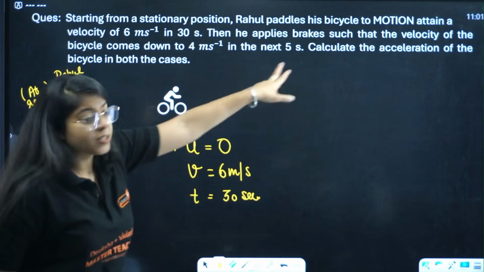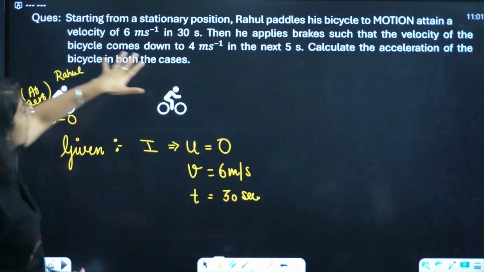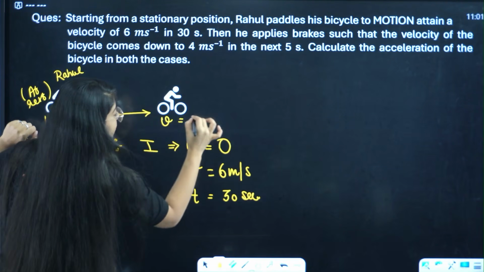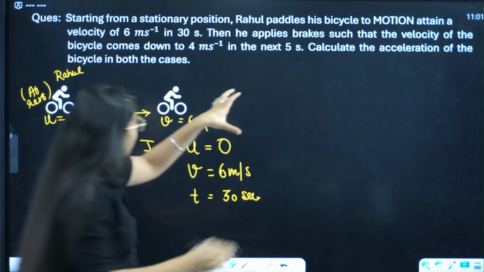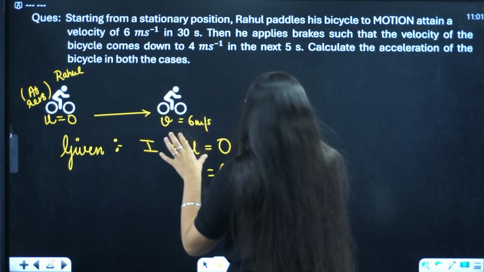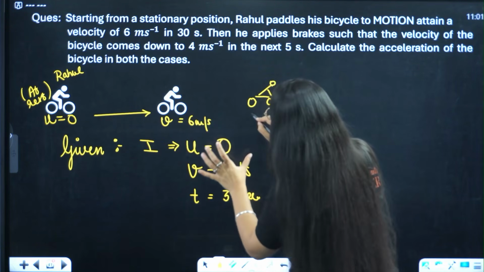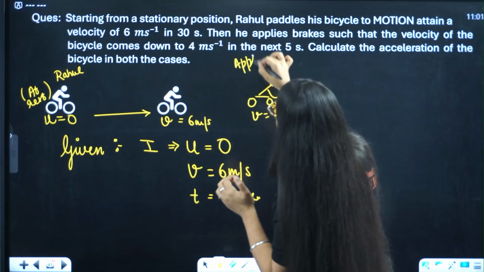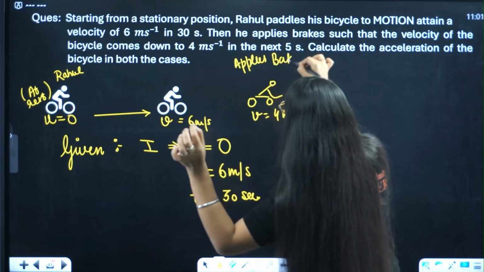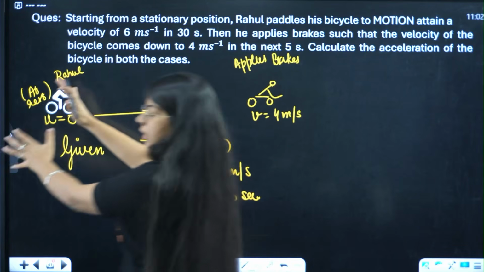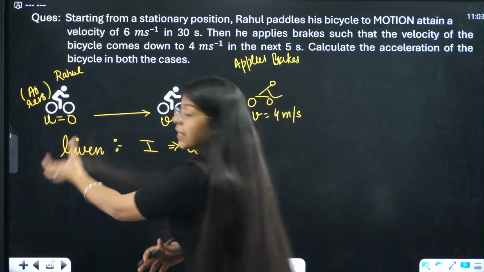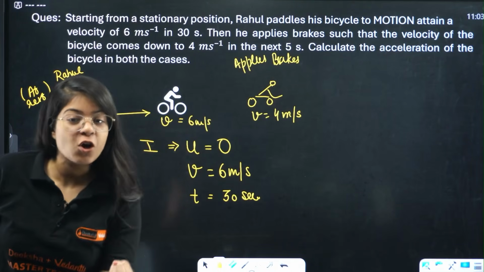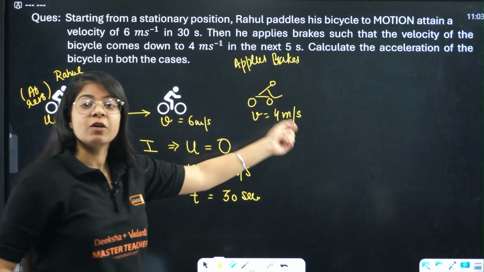Then he applies brakes such that the velocity of the bicycle comes down to 4 meter per second. He first reached here and the velocity became 6 meter per second. After some time he went further and the velocity becomes 4 meter per second. He applies brakes. Understood? So you understand the question? First he started from rest, then he reached a speed of 6 meter per second, and then it went back down to a speed of just 4 meter per second.